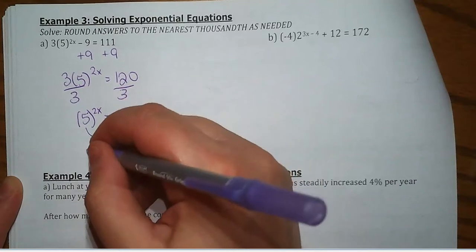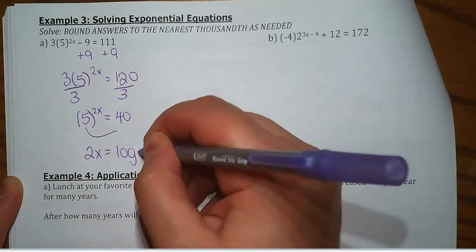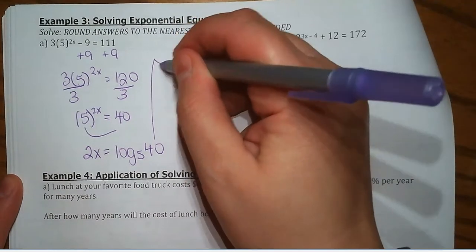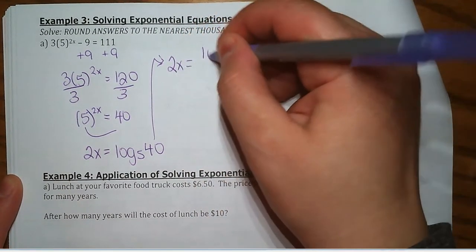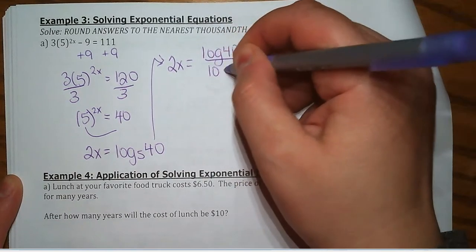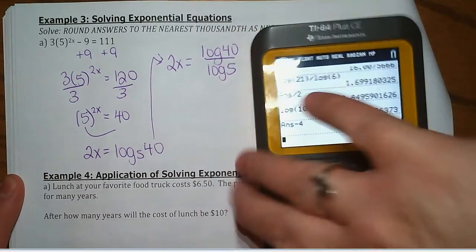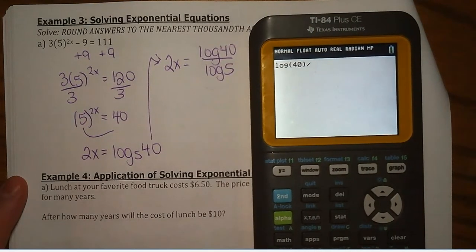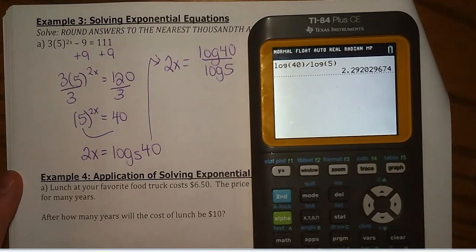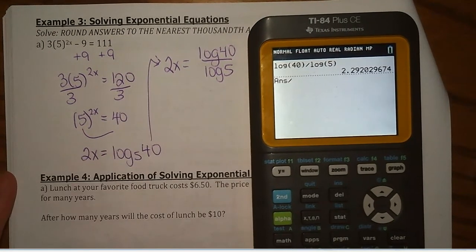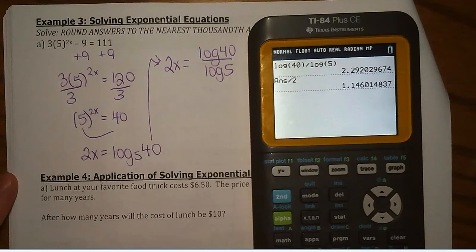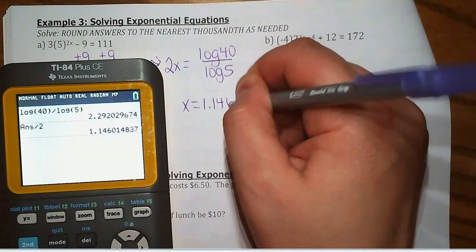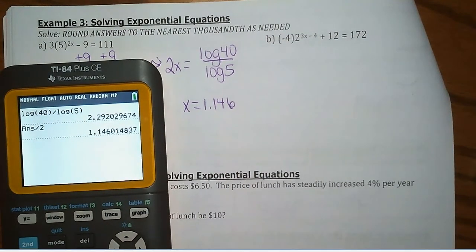Then I'm just going to swing this guy over. That brings the exponent down on the level with the rest of the equation. Base of your exponent becomes the base of your log. We're going to do change of base, so we can do this on the calculator. Log of 40 divided by log of 5. And then, because that's 2x, I'm going to divide that by 2. And then I'm going to round my answer to 3 decimal places. So here I'm going to say x is 1.146. Again, you can easily plug this back in to check.